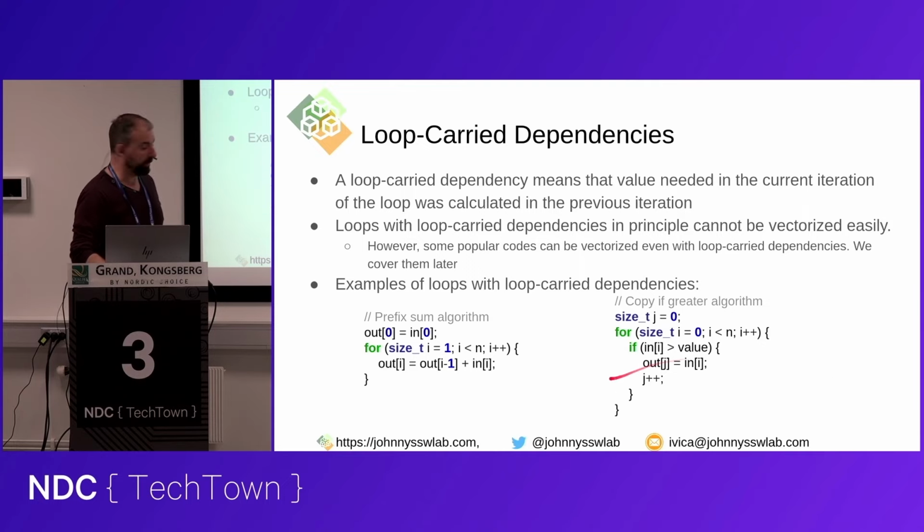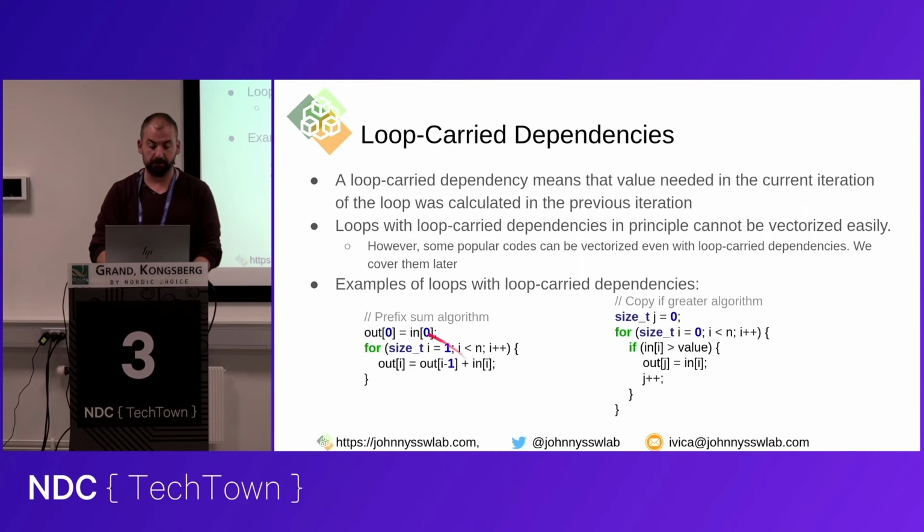So here's one example of loop carry dependency. This is prefix sum. I see here that out[i] equals out[i-1] plus in[i]. So in order to calculate out[i], I need out[i-1]. And in order to calculate out[i-1], I need out[i-2].